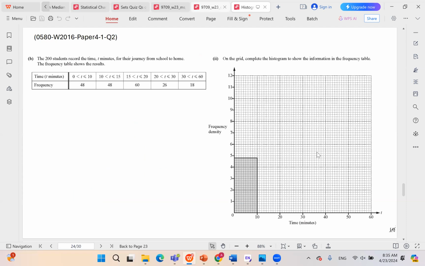The 200 students record the time, T minutes, for their journey from school to home. The frequency table shows the results. On the grid, complete the histogram to show the information in the frequency table. So in the frequency table, we have a width of 10, and then 5, and then 5, and then 10, and then 30.